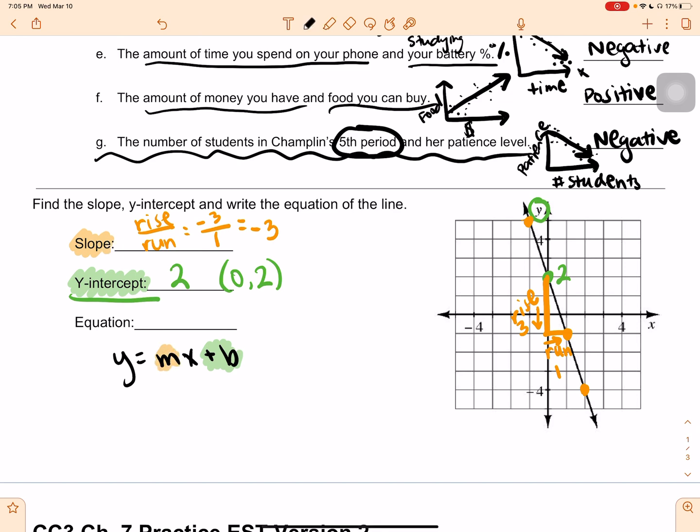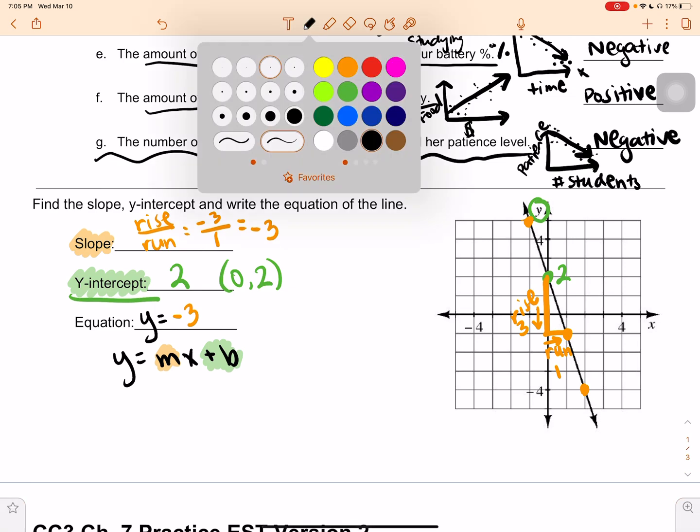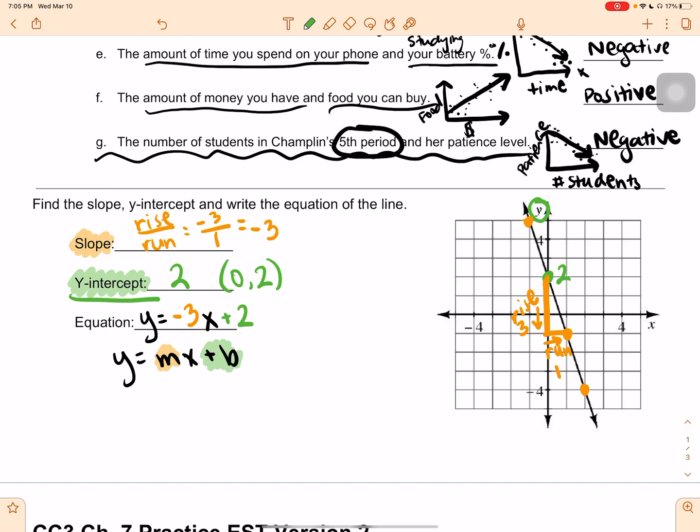So this is called the slope-intercept form because it clearly states your slope here, -3, and it clearly states your y-intercept, which in this case is +2. Okay, so that would be the final answer for this problem. So again, please make sure that you pause, try the problem on your own, and go from there. Okay?